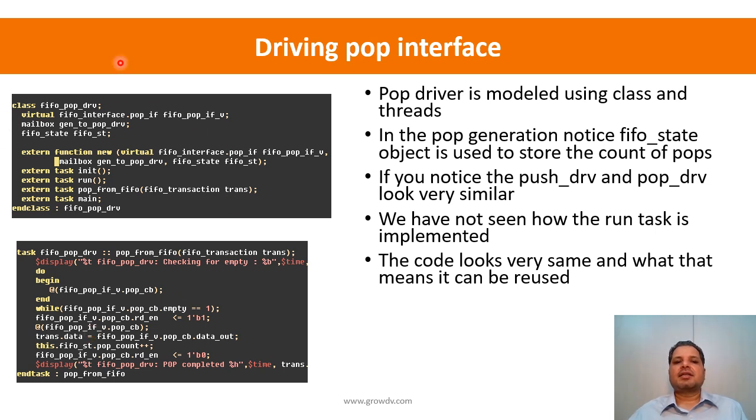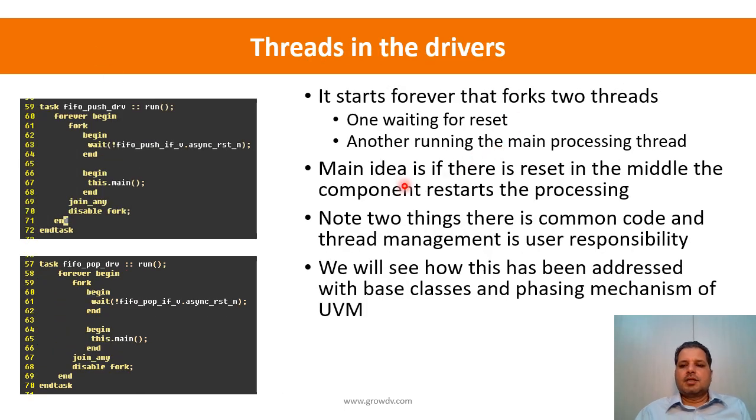Now you can see that there is a lot of commonality, and the same pattern continues. So far, we have completed the entire push interface flow and the pop interface flow, right? We have completed both of them, but we had not looked at how the threads within them are modeled. So now here I want to show how the threads are modeled.